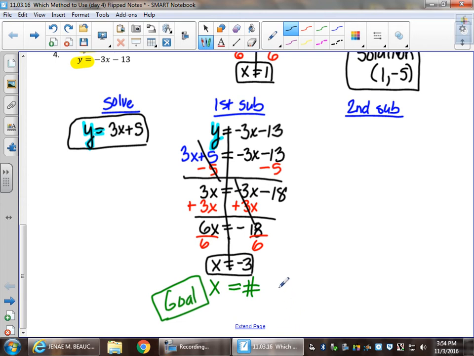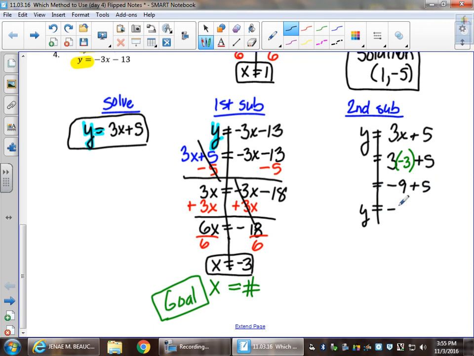Last but not least, our second sub, I have x, I need y. I have an equation over here that already is set up with y equals 3x plus 5, so let's use it. Where we see x, we will substitute -3 using parentheses, so this becomes 3 times -3 plus 5. 3 times -3 is -9 plus 5. Y equals -4. So my solution is -3, -4, and we're done.